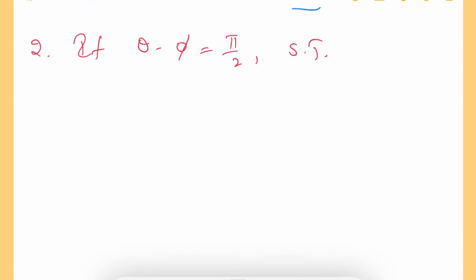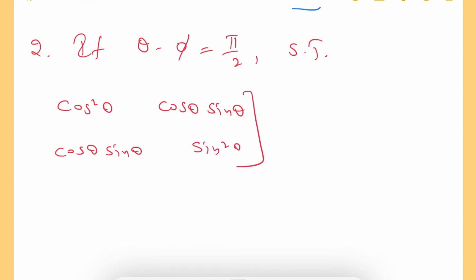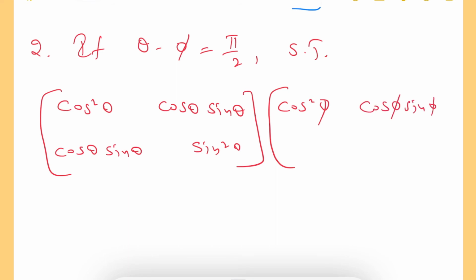Next, let us take the second question now. If theta minus phi equals pi by 2, then show that the matrix cos square theta, cos theta sin theta, cos theta sin theta, sin square theta, into the matrix cos square phi, cos phi sin phi, cos phi sin phi, sin square phi, equals the 0 matrix. They need to show that this multiplication equals the 0 matrix.